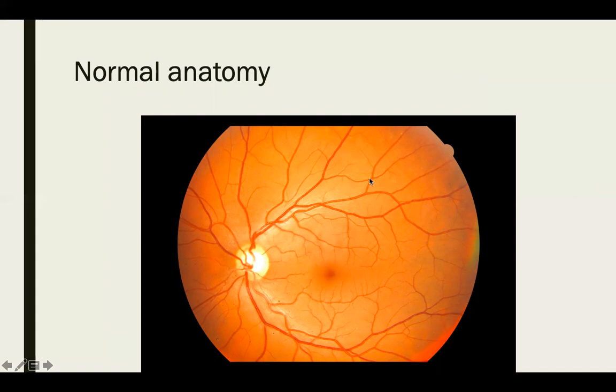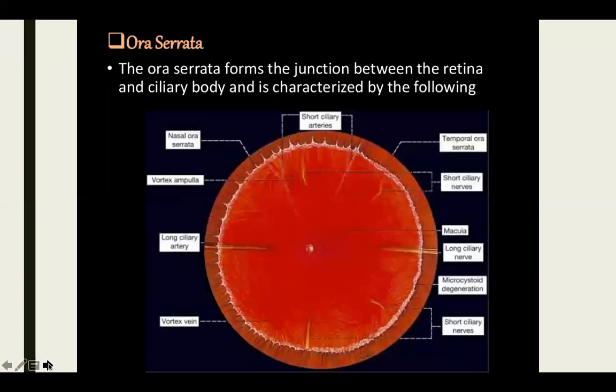Now, anatomically, behind the lens there is the vitreous. What is the function of the vitreous? The vitreous acts as a tamponading agent for the retina, to keep the retina in place. If there is no vitreous within the vitreous cavity, what will happen? There will be no tamponading effect on the retina, and there are increased chances of retinal detachment.